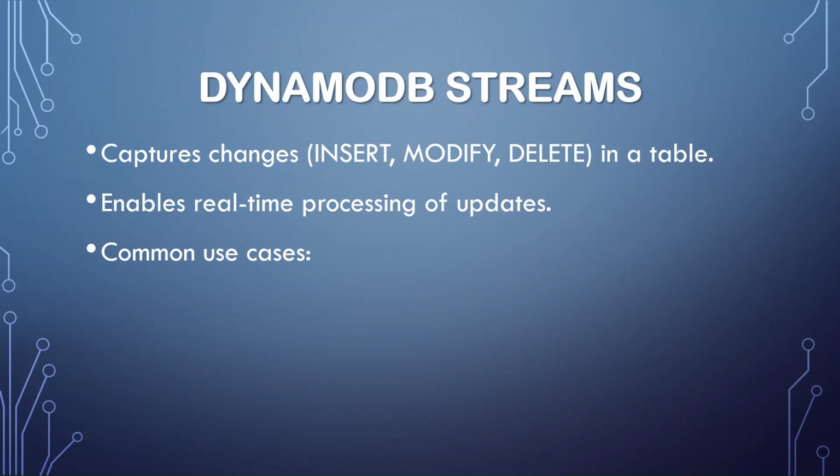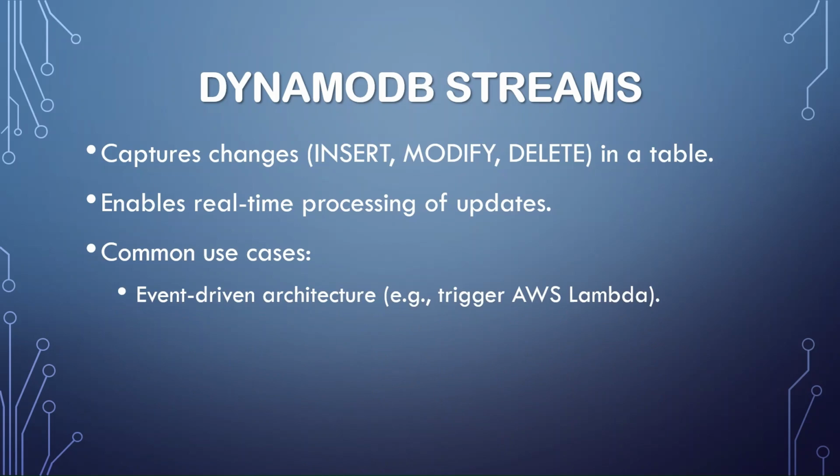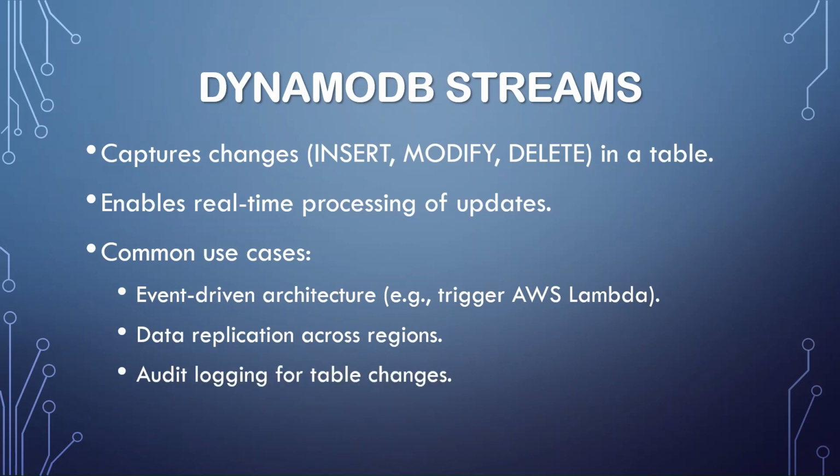DynamoDB Streams is a powerful feature that captures changes like inserts, updates, and deletes in a table. It enables real-time processing for use cases such as event-driven architectures, where changes can trigger AWS Lambda, data replication across regions, and maintaining audit logs for table changes. This helps you build reactive and distributed systems efficiently.